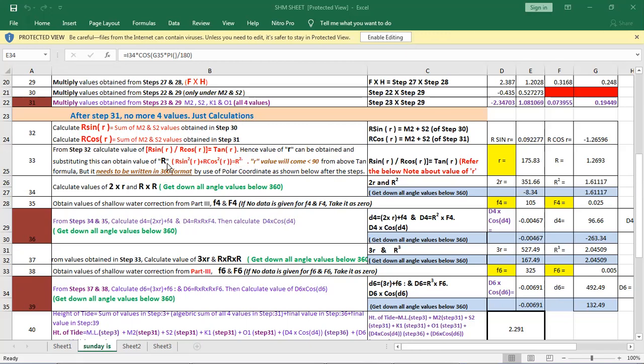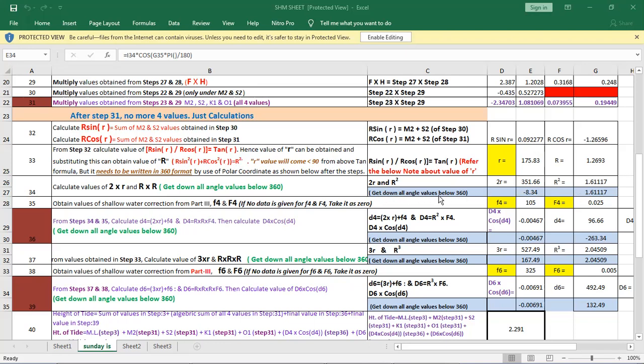The next is calculating the value of capital R. For capital R, we square on both the sides. So r square sine square r plus r square cos square r is equal to the square of the addition of these two values. Now we take r square common, and sine square r plus cos square r is equal to 1. So r square will be equal to these values. So r is equal to the under root of the squares of the addition that we calculated, that will give you the value of capital R.